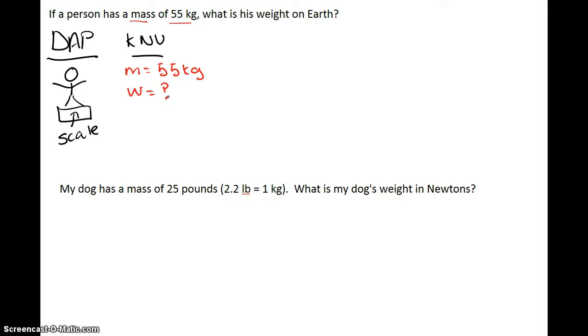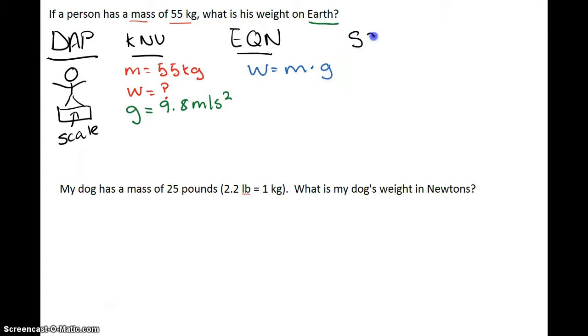Now in order to solve this problem, I need one more piece of information, and that has to do with the fact that we're on Earth. On Earth, acceleration due to gravity, or g, is 9.8 meters per second squared. My next step in the problem-solving method is to write my equation. My equation for weight is that weight is mass times acceleration due to gravity.